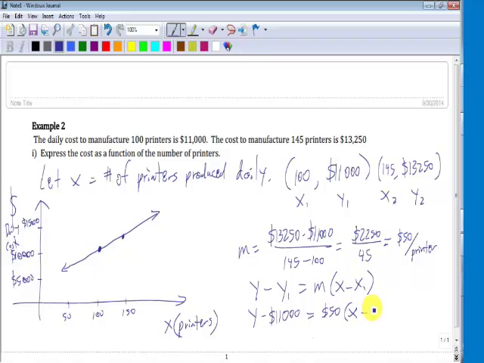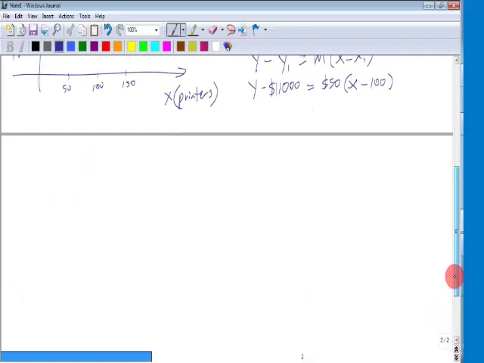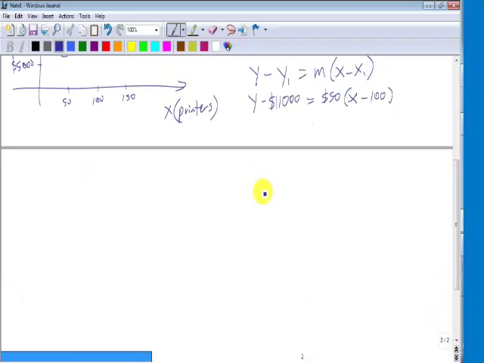But we'll say x minus, I suppose if I were going to write the word printers next to the 100 there, then per printer might have made sense to put underneath the $50, but I'm not. So here's an equation of the line. We just need the slope-intercept form of this equation. When we pick up the y and replace it with C of x, it'll look like a linear function. So to put it in slope-intercept form, simplify just a little bit.